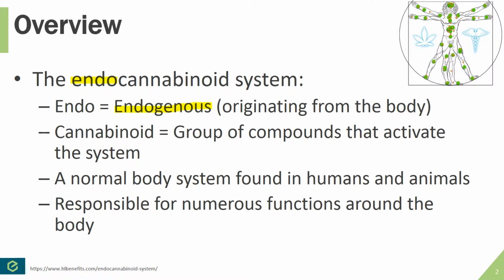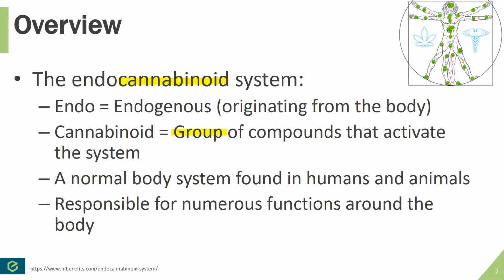So a good example of this would be your hormones. Your hormones are produced inside of your body, and therefore they would be considered endogenous hormones. The second portion of this word is going to be cannabinoid. A cannabinoid essentially refers to a group of compounds that activate the endocannabinoid system.